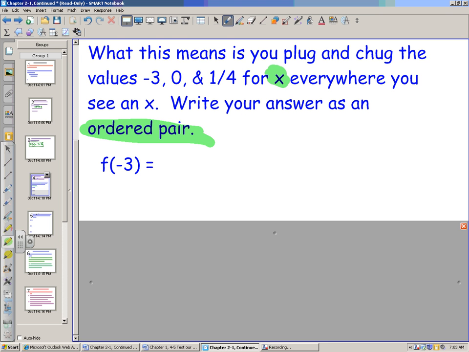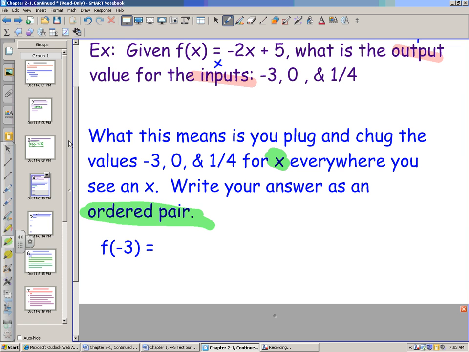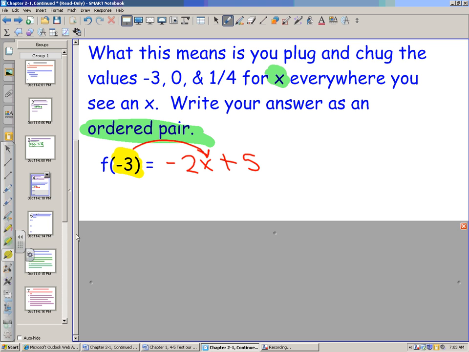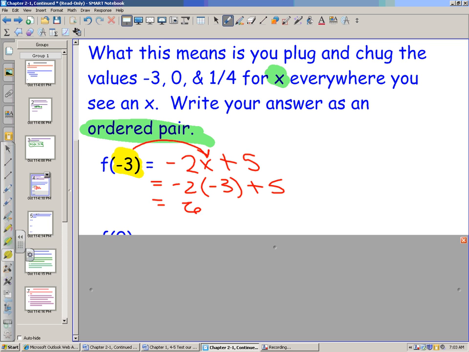I want to do f at negative 3. What is f described to be? F of x is described to be negative 2x plus 5. And in place of the x that I had here on the left-hand side, what's in its place? Negative 3. I plugged it in on the left, but I never plugged it in on the right. So you simply plug and chug. Negative 2 times negative 3 is 6, plus 5 gives you 11.